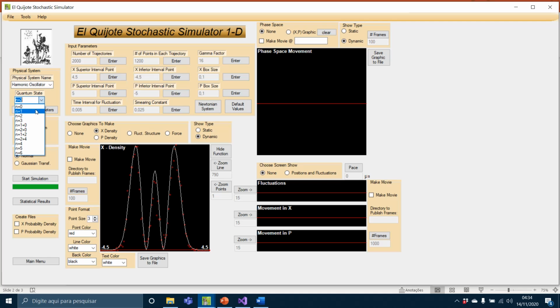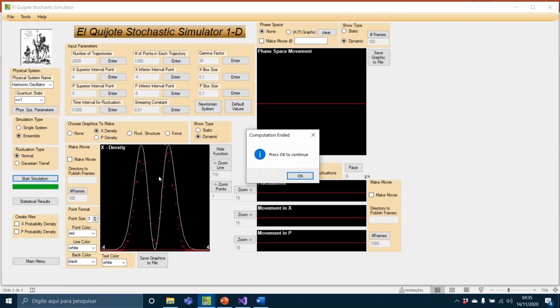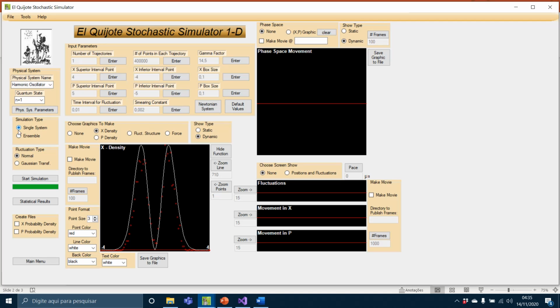We may do that for another quantum mechanical state, for instance. Now we have the first excited state. Let's make the ensemble simulation. So let us see. Okay, we are now almost getting the result. Look that again we get the same result for the probability density function. We will now change for the same quantum mechanical state for the single system approach and see what happens with the result of the stochastic simulation.